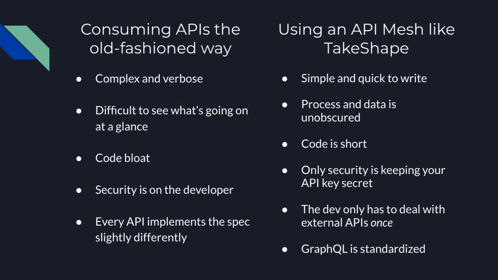And that means that when you consume APIs the old-fashioned way, it's going to be complex and verbose, like I said. But when you use an API mesh, it's going to be really simple, really quick to write, because you only have one API to talk to. Just like in the example, you only have the one phone call to make. You're just talking to everybody through the same phone call.